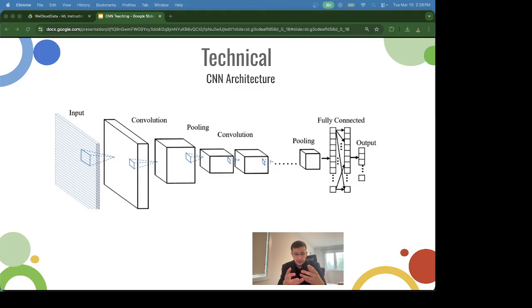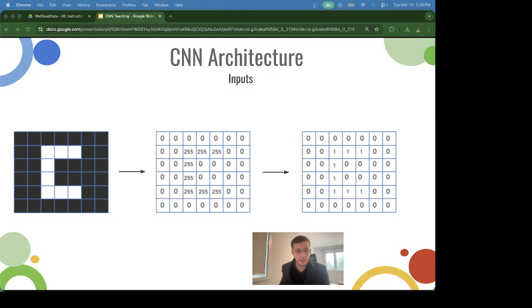Pictorially, here's how that architecture sort of looks. Before we get into it, let's talk about the inputs. So the input is never an actual image. It's a matrix of pixel intensity values. That actually is what an image is. If it's RGB, so if you're not doing a black and white image, then you'll have three sets of these matrices. But if it's just black and white, you just have one. 0 is for black, 255 for white. You can normalize these further.